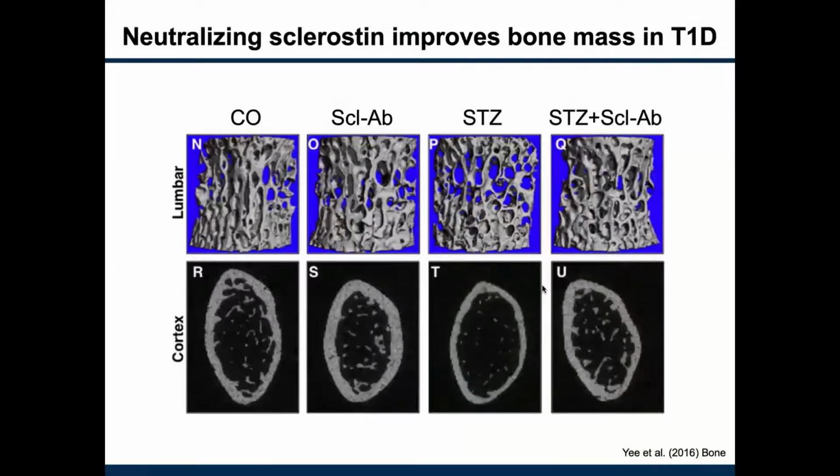And this is not only true for type 2 diabetes, but here there was also one study done on type 1 diabetes, where essentially you see the same effect. So here, very low trabecular bone, but if you treat these diabetic animals with the sclerostin antibody, then you can improve bone mass.